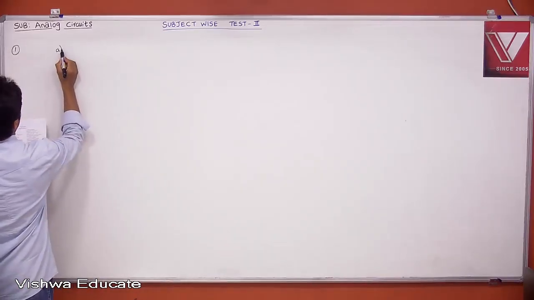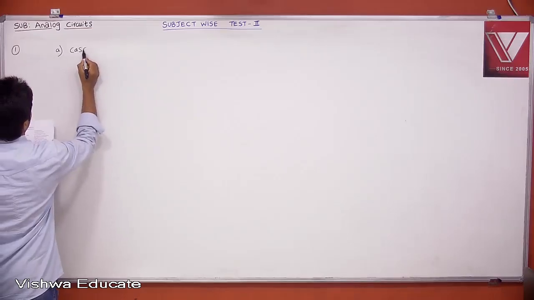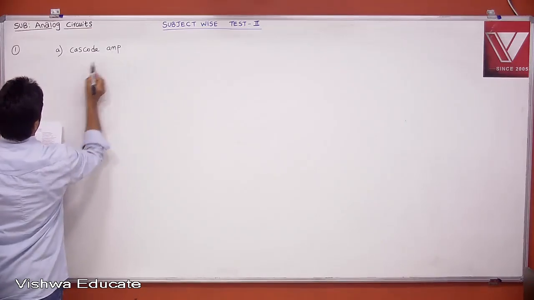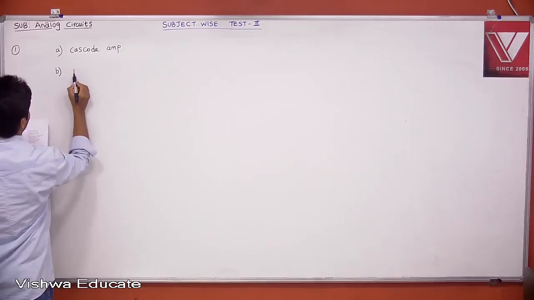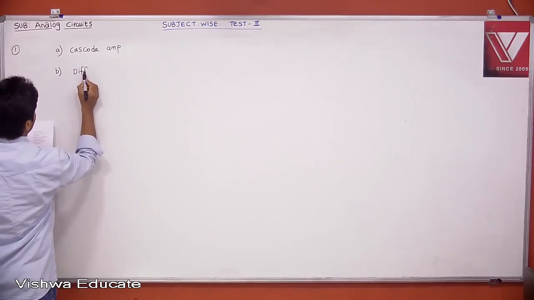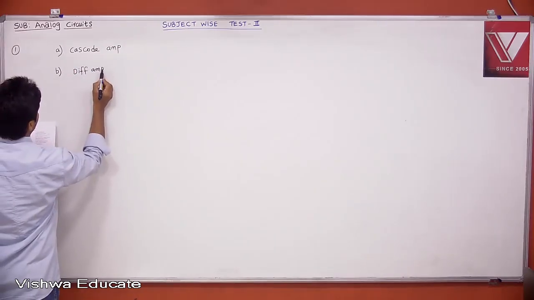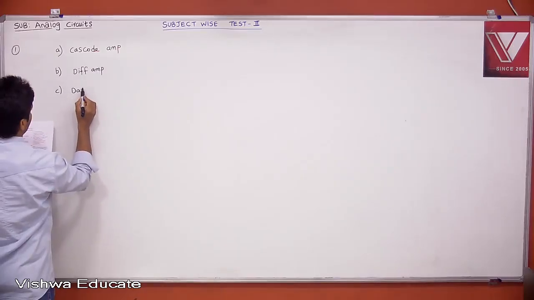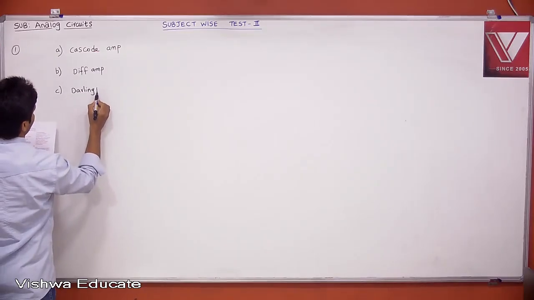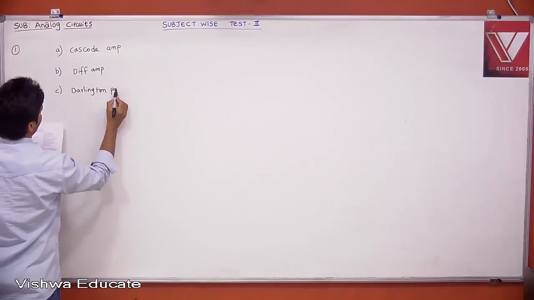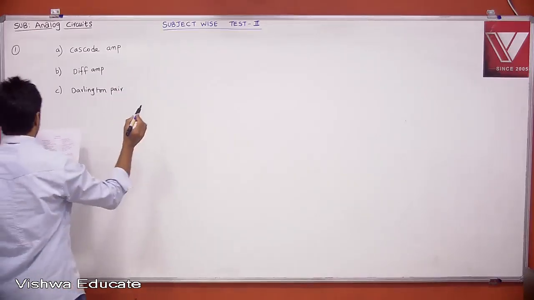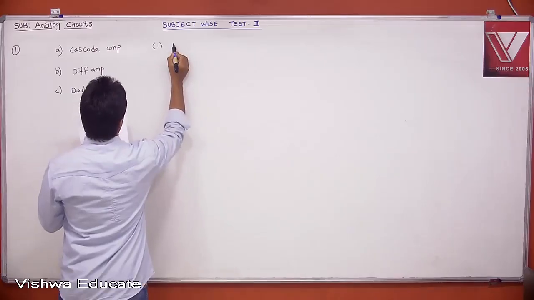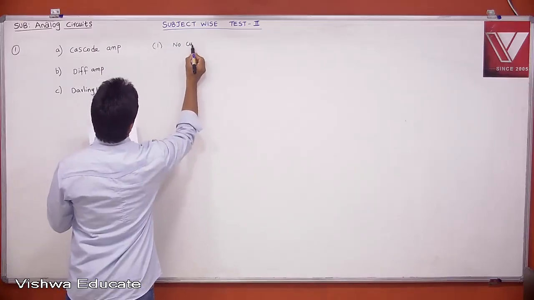A, cascode amplifier; option B, differential amplifier; C, Darlington pair, which is CC amplifier configurations. Okay. Number 1, does not provide current gain. It's like no current gain.